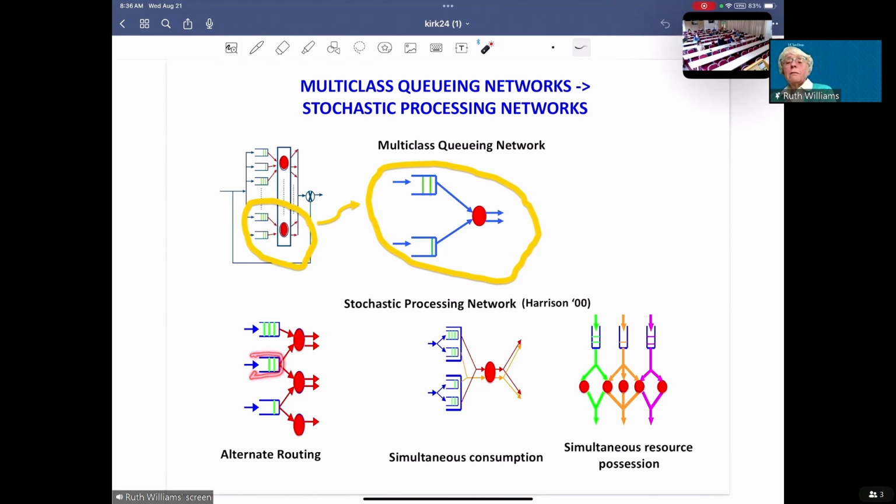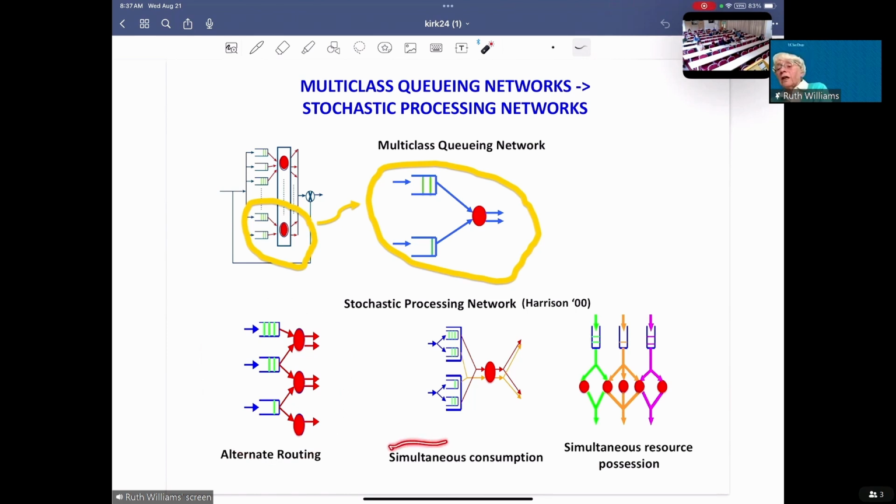A buffer might have the possibility that jobs from there could be processed by one server or another. So this corresponds to alternate routing possibilities in various types of networks, things like customer service situations where you might have cross-trained agents or something like that. It's a quite flexible format.